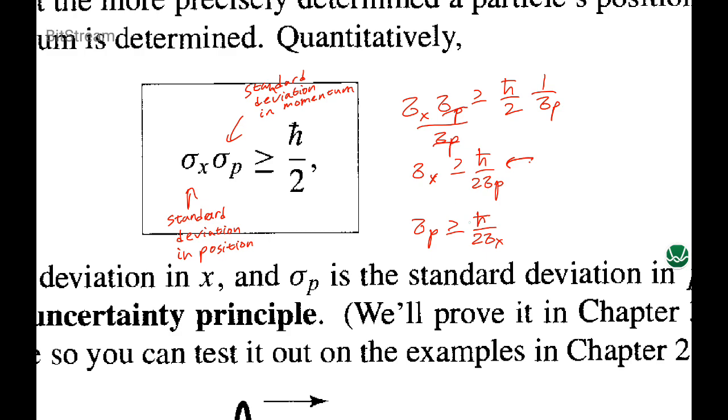We can think about it another way. If sigma x is very, very small, now we have h bar divided by a very, very small number, which gives us a very large number. So the standard deviation in real space and in momentum space are inversely proportional.